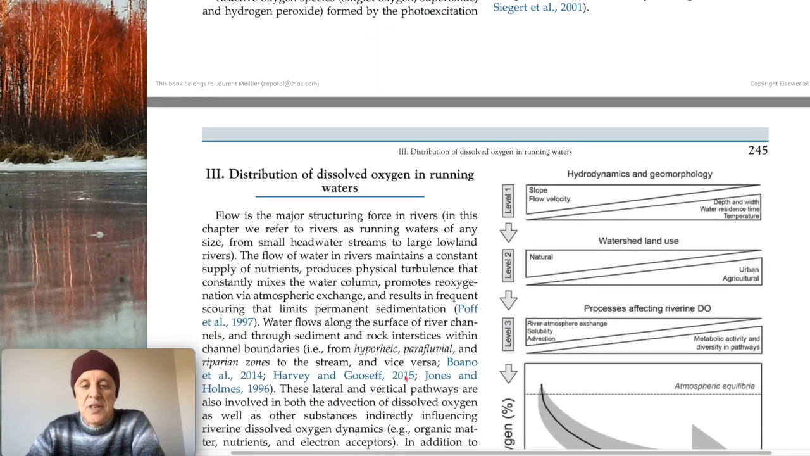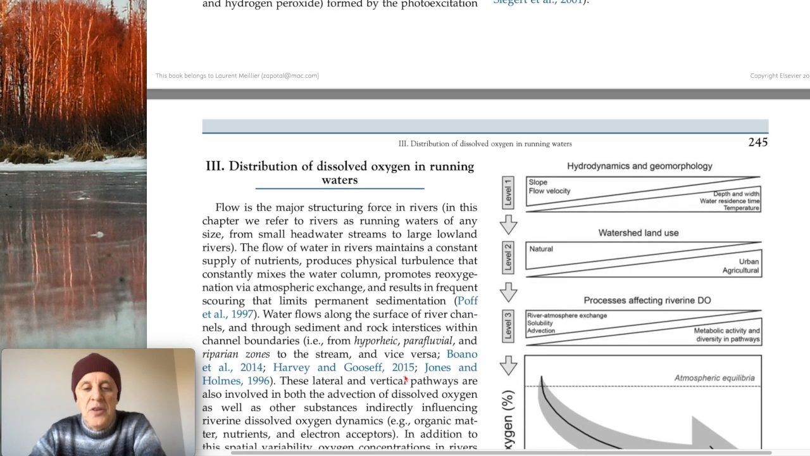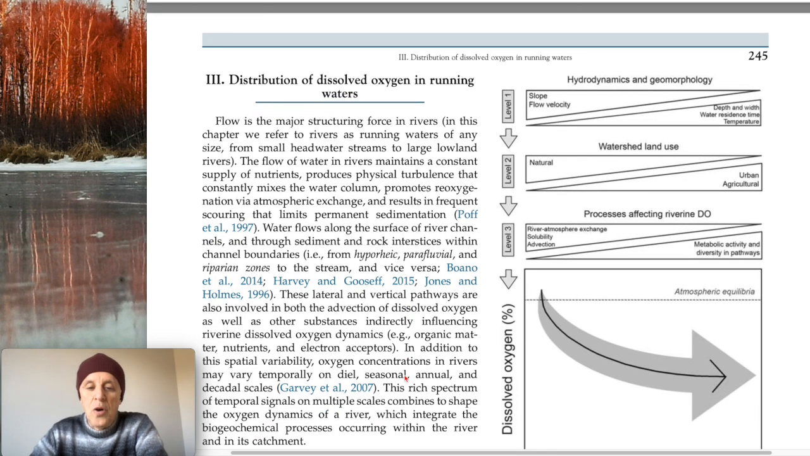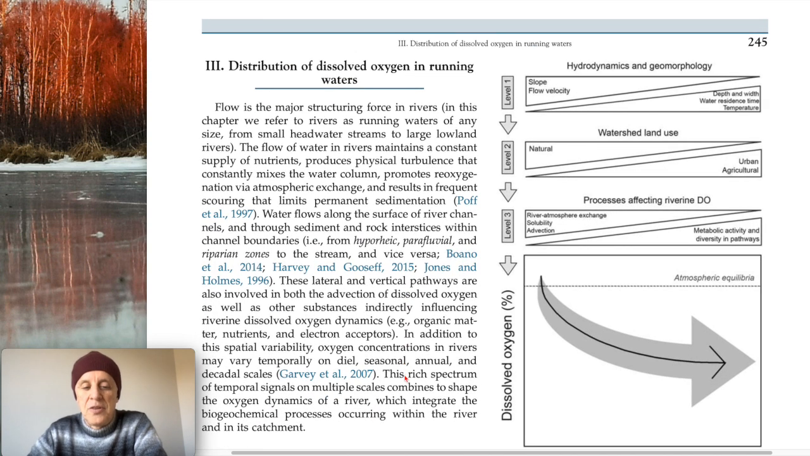Distribution of dissolved oxygen in running waters. Flow is the major structuring force in rivers. In this chapter, we refer to rivers as running waters of any size, from small headwater streams to large lowland rivers. The flow of water in rivers maintains a constant supply of nutrients, produces physical turbulence that constantly mixes the water column, promotes reoxygenation via atmospheric exchange, and results in frequent scouring that limits permanent sedimentation.